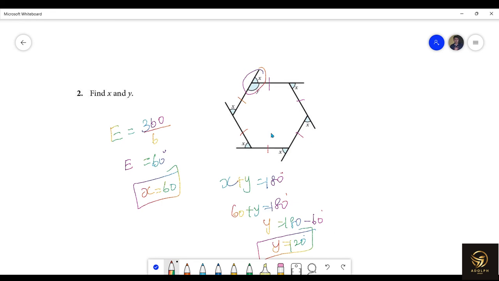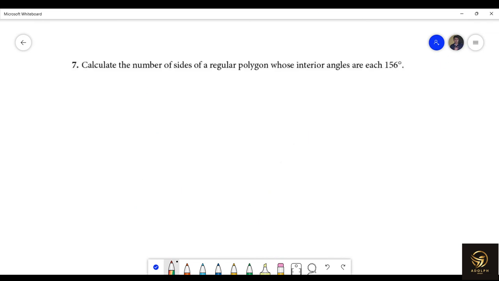That's it, dears. We'll see one more example and how the properties work. Let's see. The next question we are going to solve is the expected question. The previous one was unexpected but better. Here, calculate the number of sides of a regular polygon.